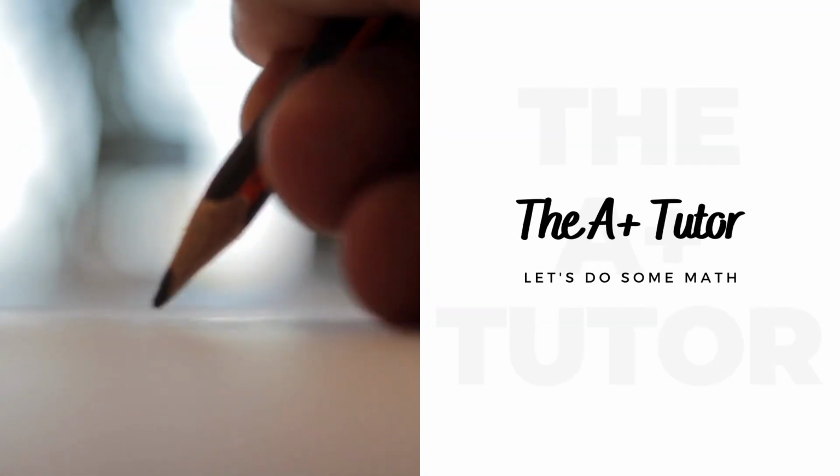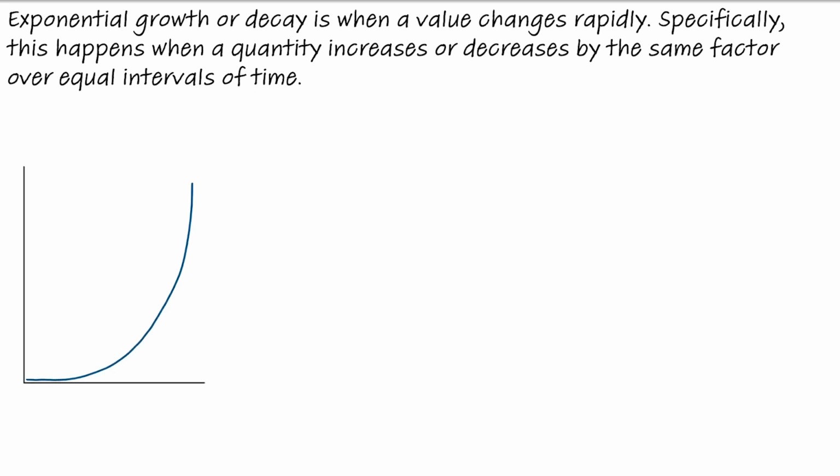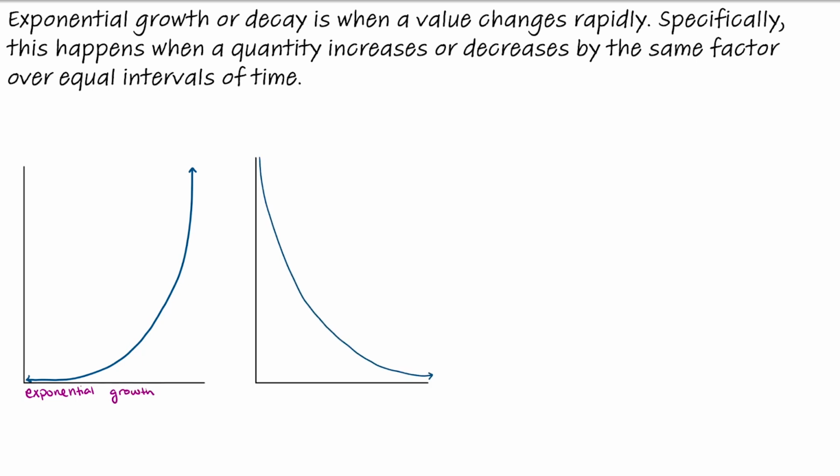Today we're going over exponential growth and decay and their applications. Exponential growth or decay is when a value changes rapidly. Specifically, this happens when a quantity increases or decreases by the same factor over equal intervals of time. So if we look at a couple graphs, exponential growth will look something like this, but exponential decay will kind of be the opposite and look like this, because exponential growth is going to grow really, really fast or exponentially, and exponential decay is going to fall really fast or decrease exponentially.